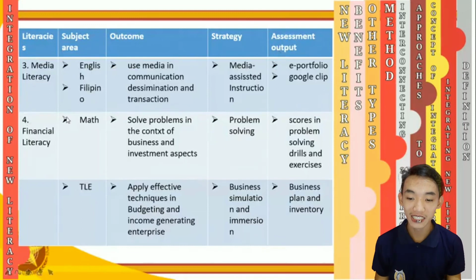The fourth literacy is the financial literacy, with mathematics and TLE as the subject areas. In mathematics, the outcome is to solve problems in the context of business and investment. In TLE, it is to apply effective techniques in budgeting and income-generating enterprises. The strategy in mathematics is problem solving, while in TLE it is business simulations and immersion. The assessment output is the scores in problem solving drills and exercises, and in TLE, the business plan and inventory.